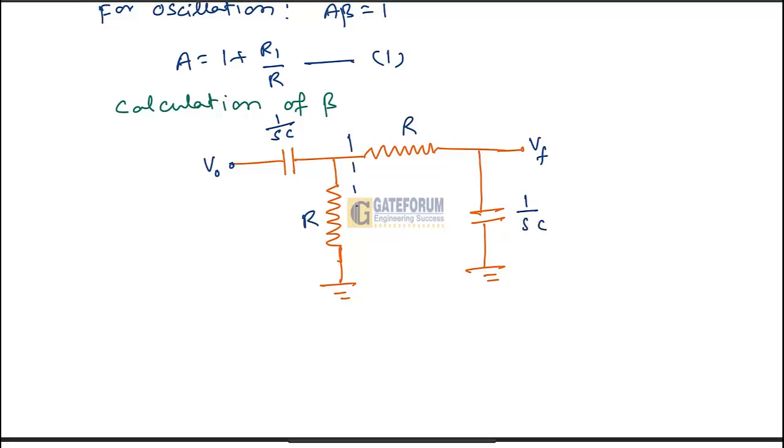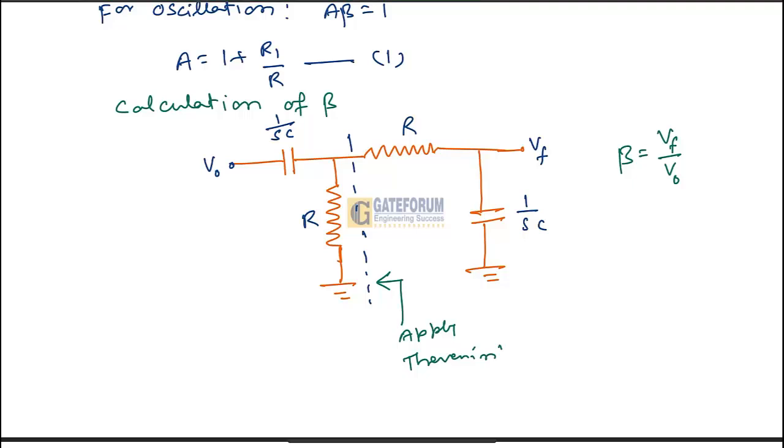Now we can apply Thevenin to the first portion. Our target is to calculate beta. As per the definition, beta is VF by V0, so from this circuit we have to find this ratio VF by V0. A is already known from equation number 1. Then we take the product A into beta, which should be equated to 1. So now we need to apply Thevenin at this portion.